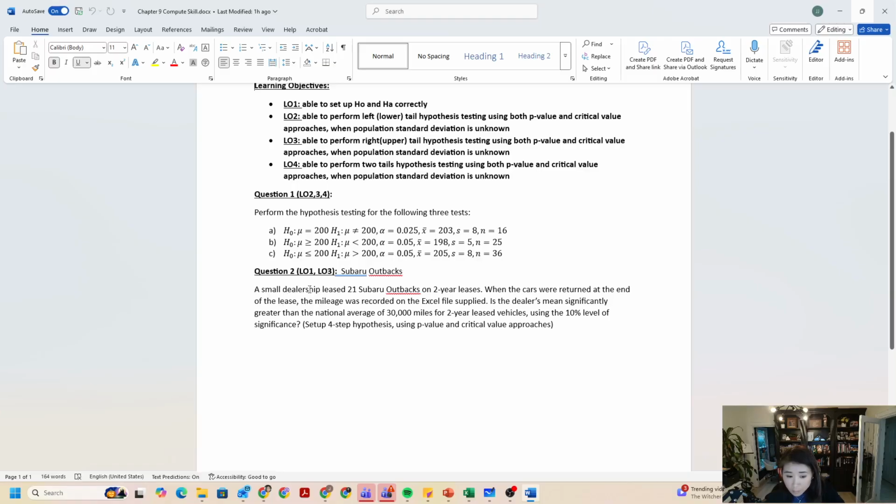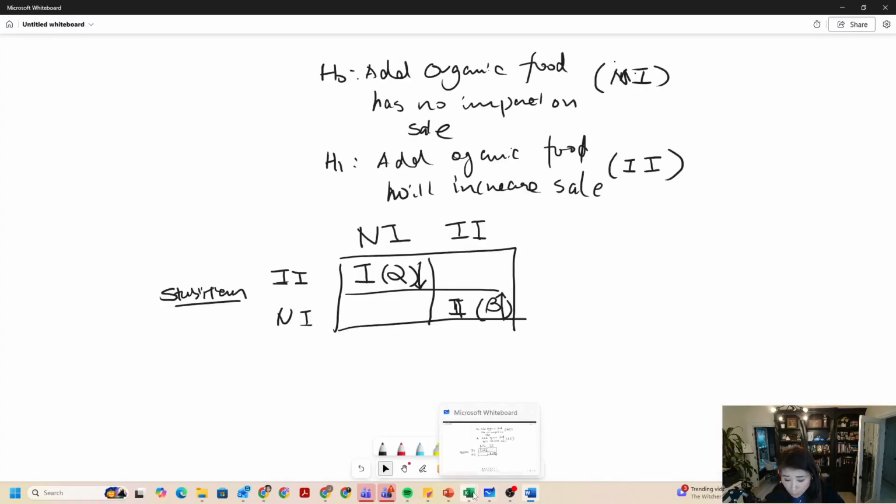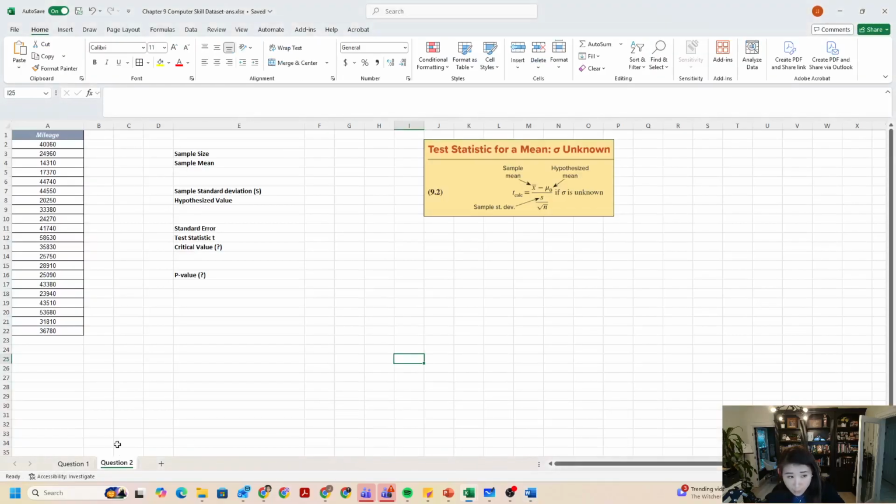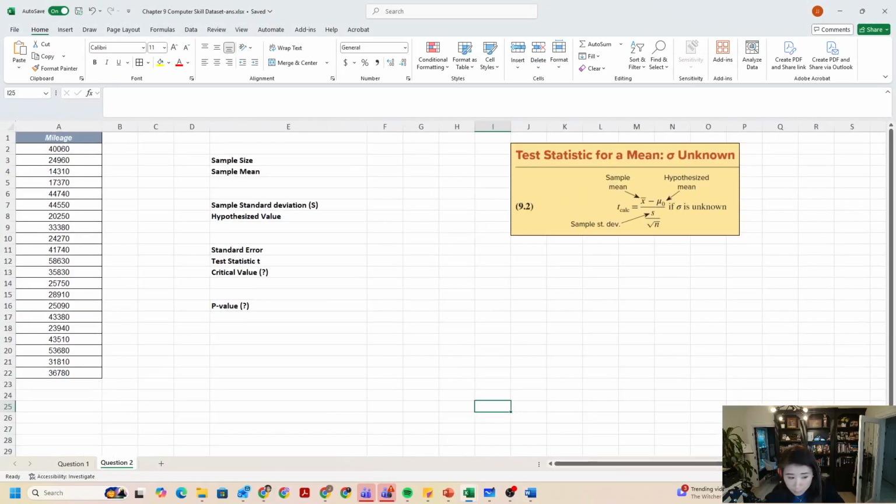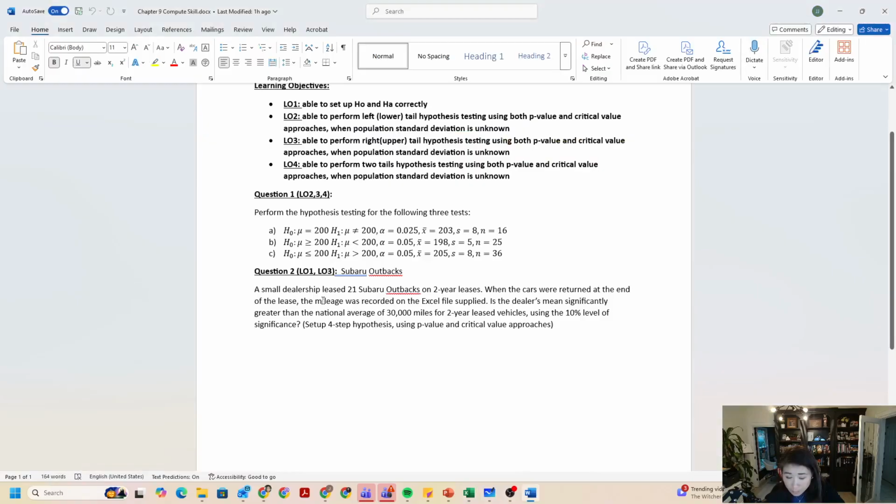A small dealership leased 21 Subaru Outbacks on second-year leases. When the cars were returned at the end of the lease, the mileage was recorded in the Excel file supplied. This is question number 2. If you go to tab number 2, you are able to see all those records from the 21 vehicles. Is the dealer's mean significantly greater than the national average of 30,000 miles for a 2-year lease vehicle, using the 10% level of significance? There is a lot of information to unpack here.